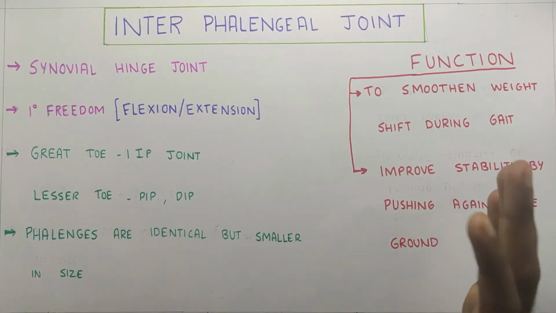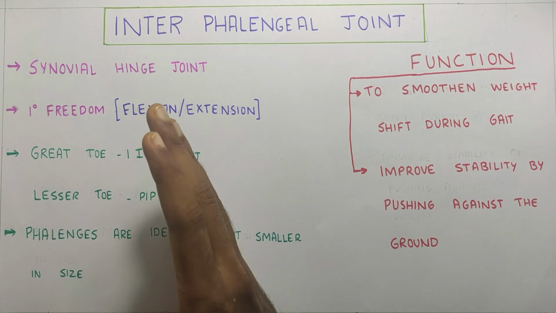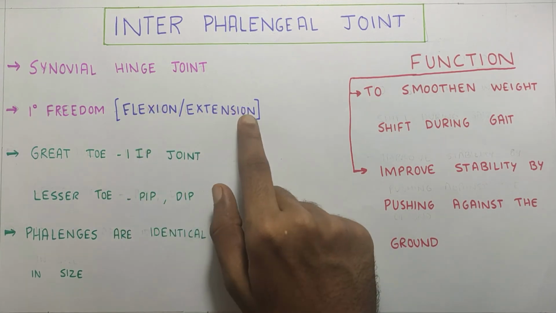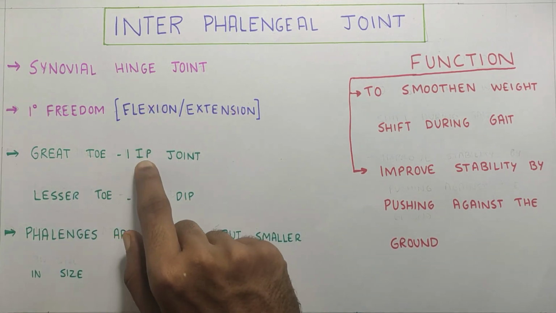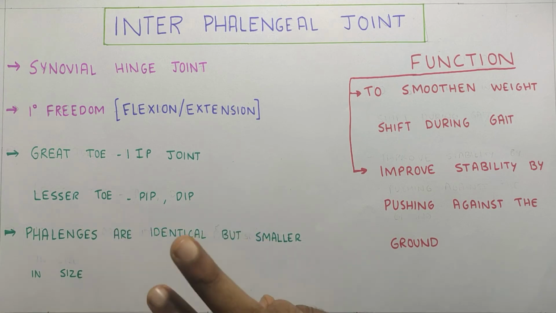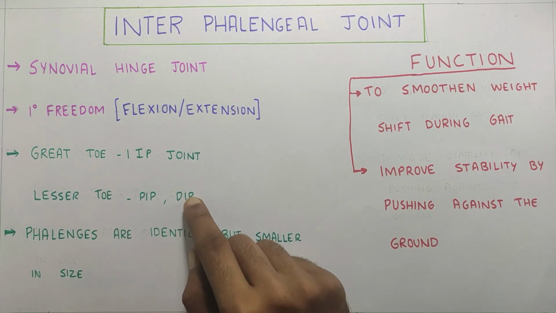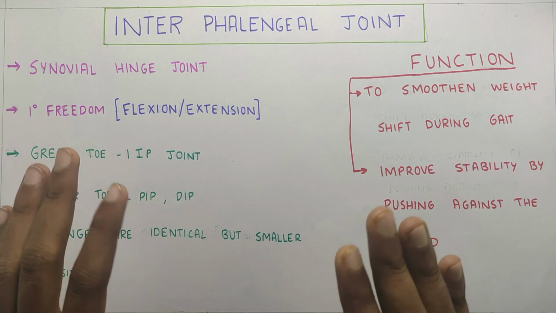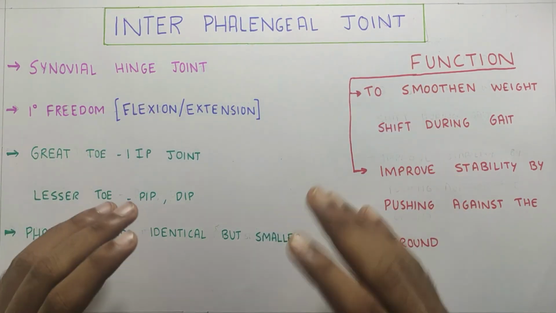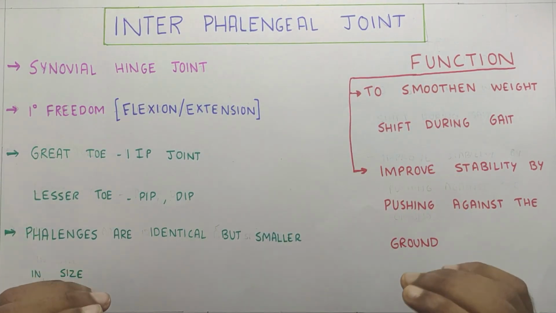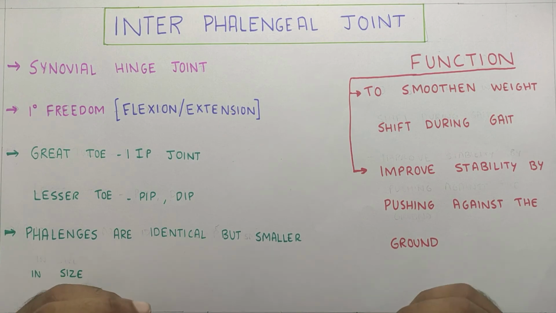Okay, now let's summarize the topic. IP joint is a hinge type of joint which allows only flexion and extension. The great toe has only one IP joint, whereas the lesser toes have two IP joints, that is the PIP and DIP. And then the function is it smoothens the weight shift during gait and it improves the stability during closed kinematic exercises like squats.